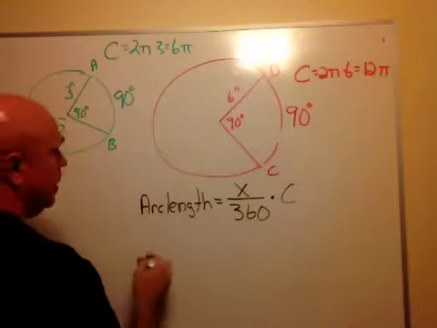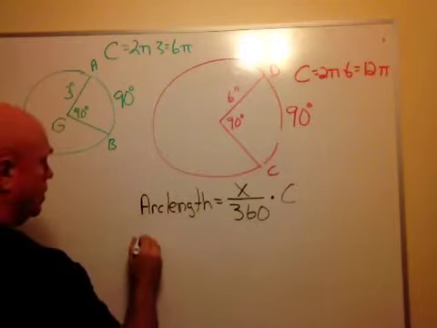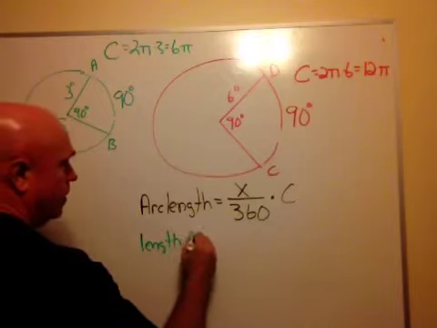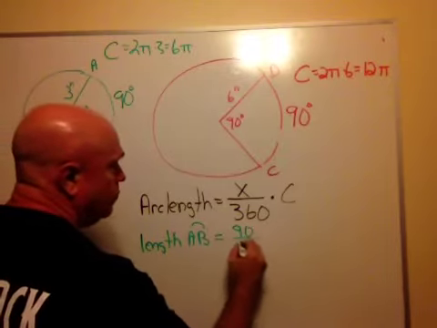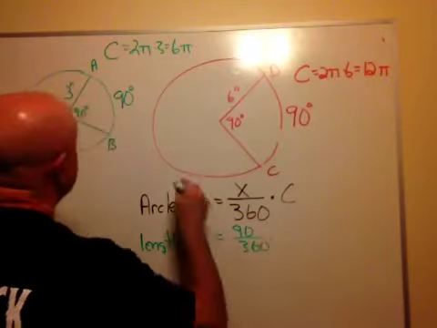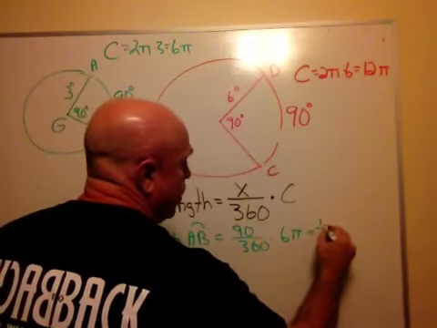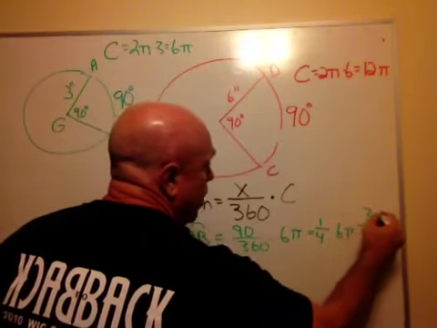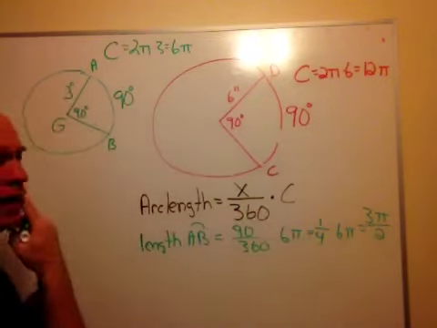For the circle on the left, the length of arc AB will be 90 over 360 times the circumference of that circle, which we said was 6 pi. So that's 1/4 of 6 pi, or 3 pi divided by 2. A number between 4 and 5.